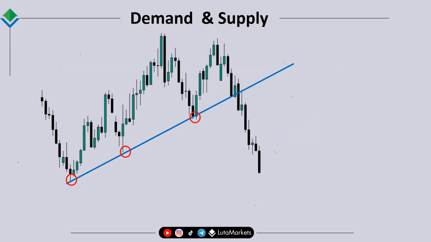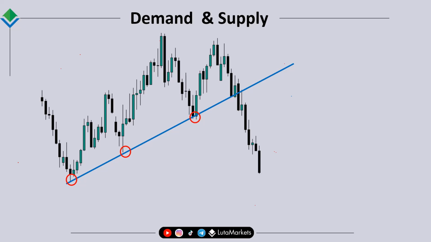Example in this chart. Here, we can clearly see an upward trend line that connects multiple swing lows. Each time the price touches this line, it bounces back, confirming that the market is in an uptrend. The upward trend line signals that buyers are in control, and the price is moving higher.